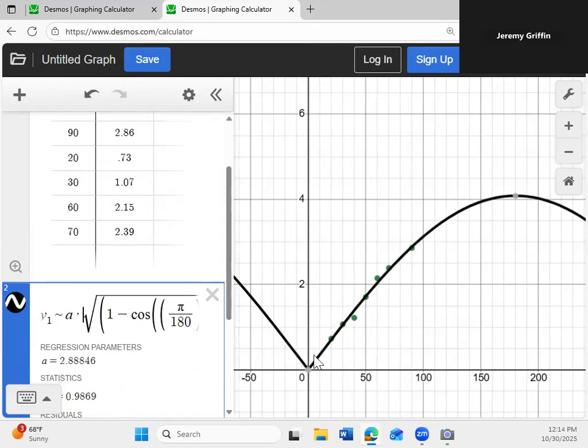Look at that regression curve. It fits right through those data points. So you can make an exact equation out of your data, which is modeled from that parent function right there. You guys see it?